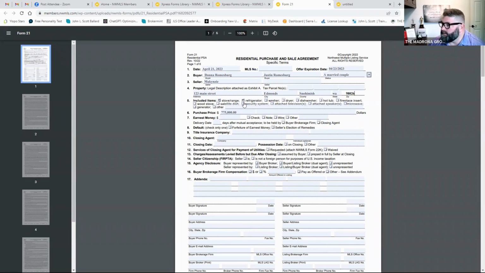All right, so we're going to have a refrigerator, the washer and dryer, the dishwasher, and you know what? There's a hot tub, but we don't want that hot tub. Well, we'll just keep that. That's a whole other class. So we're buying that for $775,000.